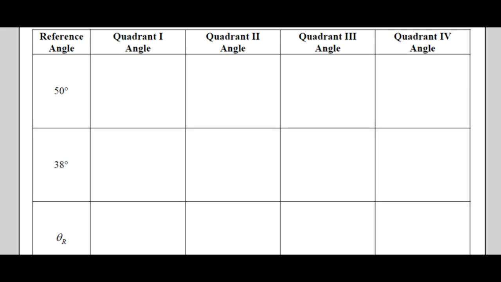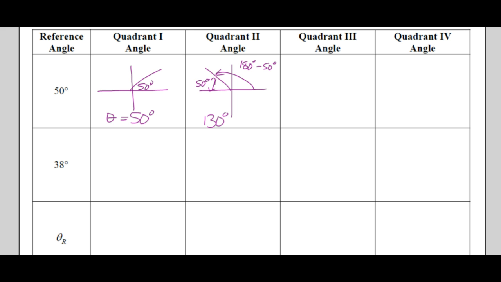Okay. The reference angle is 50 degrees. What's the quadrant 1 angle? 50 degrees, right? Quadrant 1 is nice. So the quadrant 1 angle, your reference angle is 50 degrees, so theta is 50 degrees. What's your quadrant 2 angle? Okay, so the quadrant 2 angle is 180 degrees minus 50 degrees, so 130 degrees.